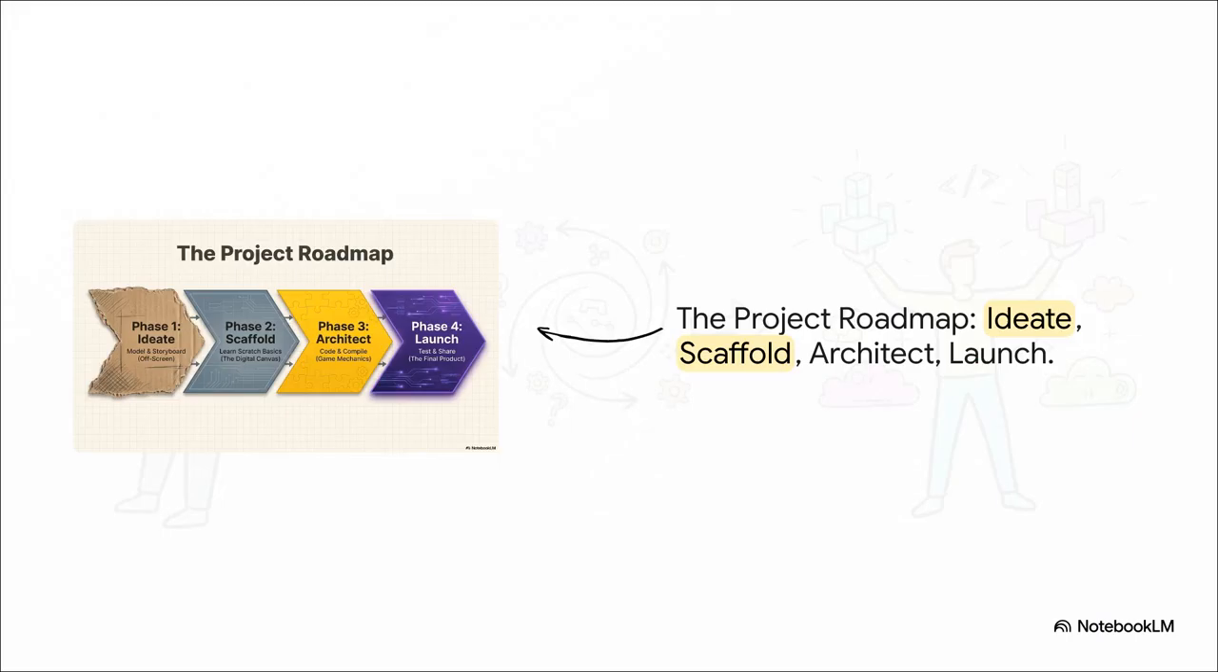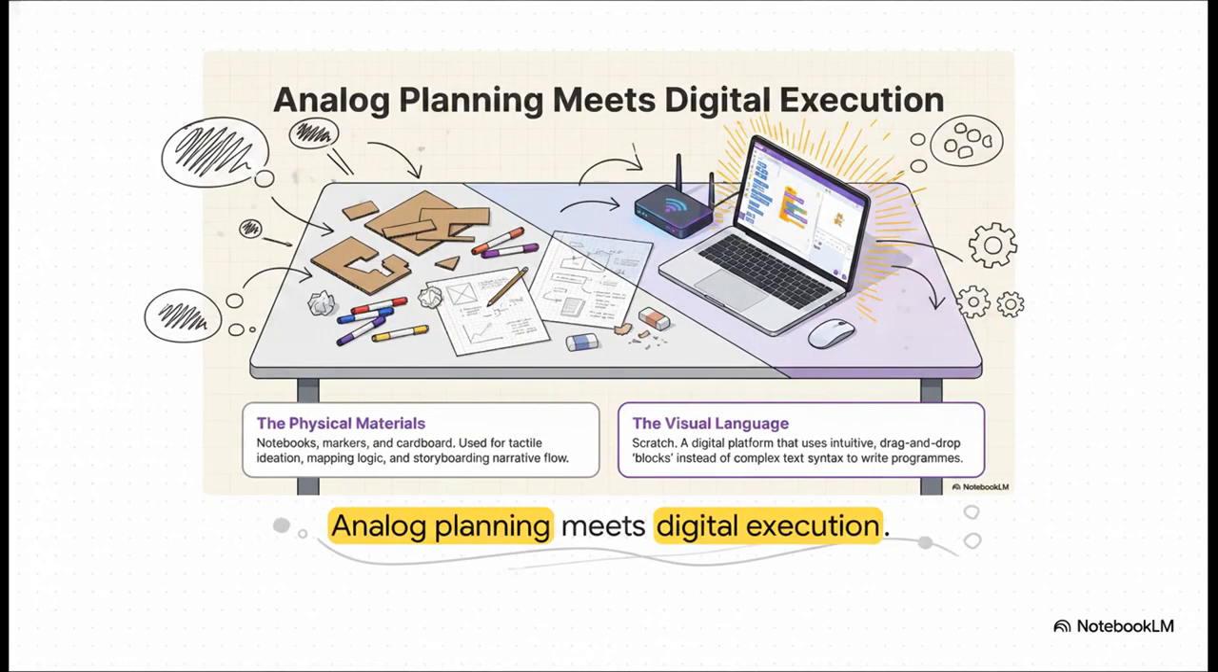This overarching timeline chronicles the entire journey. You can see the visual progression. Phase 1 is ideate, Phase 2 is scaffold, Phase 3 is architect, and Phase 4 is launch. It takes a raw off-screen concept all the way to a polished final product. Now, this is absolutely crucial. Analog planning always precedes digital execution. We want students mapping out the logic physically with notebooks, markers, and cardboard. They need to get their hands a little messy with ink and maybe get a cardboard paper cut or two way before they ever touch a mouse.